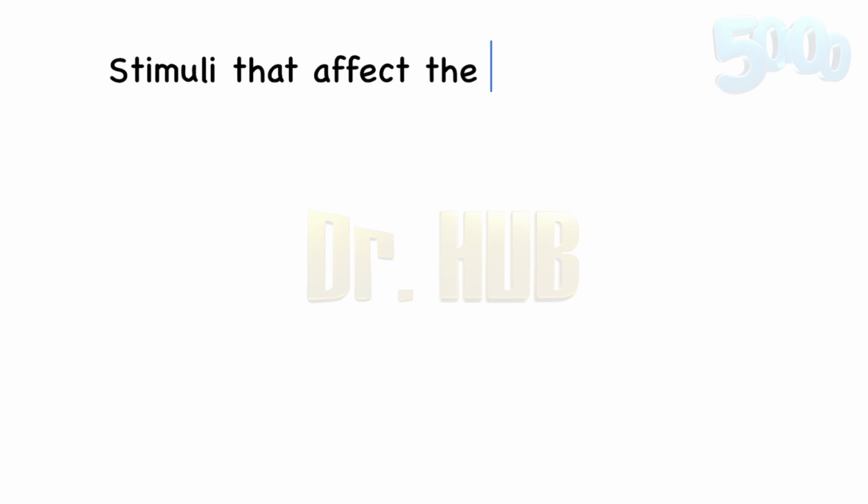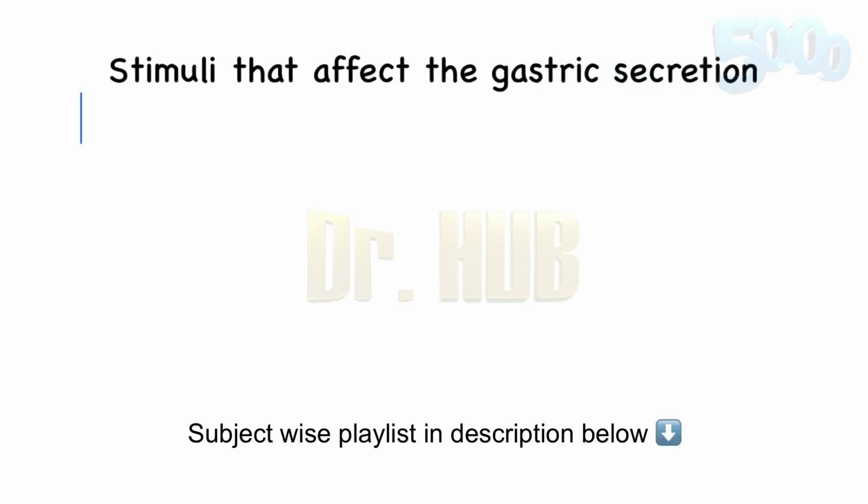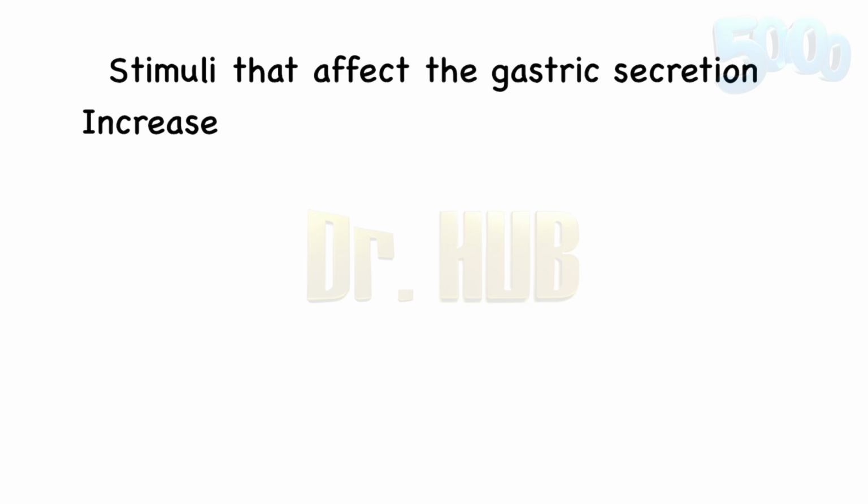Let's look into the stimuli that affect the gastric secretion. So the first one is the stimuli that increase the gastric secretion. What increases the gastric secretion? Increase is done by the luminal, neural and the blood-borne. So the luminal means there is a peptide and the amino acid.